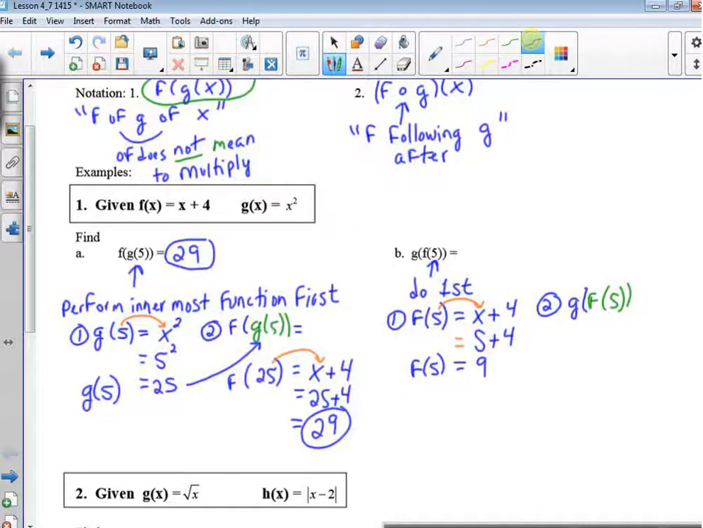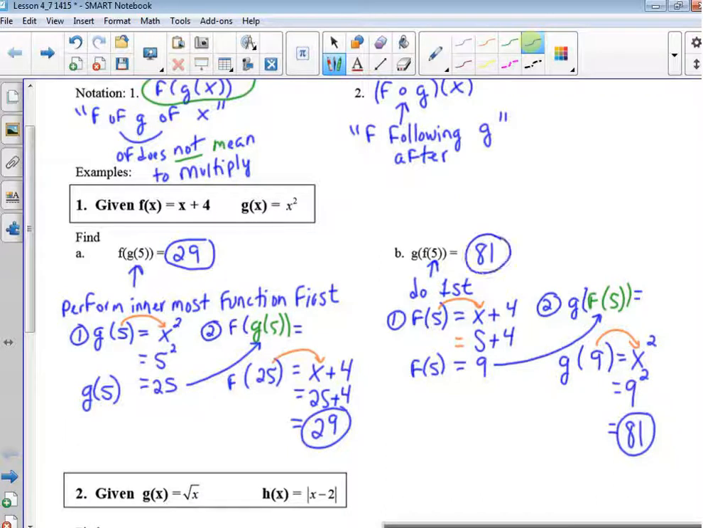And I know that f of 5 is 9. So I am going to find g of 9. I'm replacing f of 5 with what it's equal to, which is 9. And the g rule is x squared. So now I'm going to take the 9 and substitute that in for x. So 9 squared is 81. So g of f of 5 is 81.